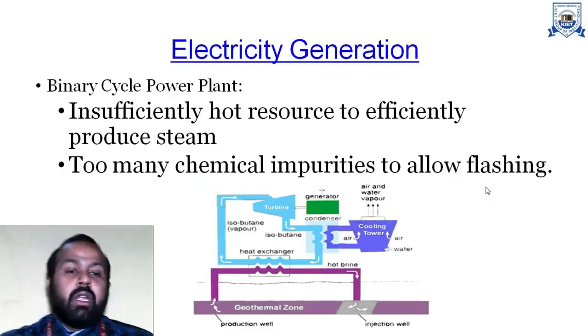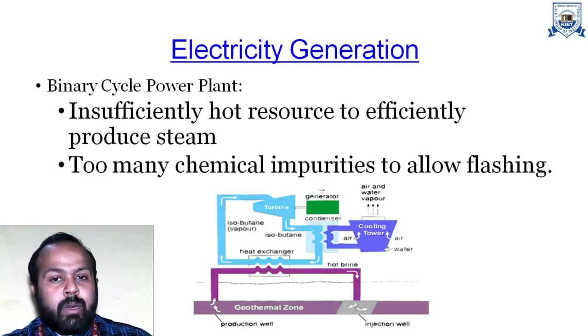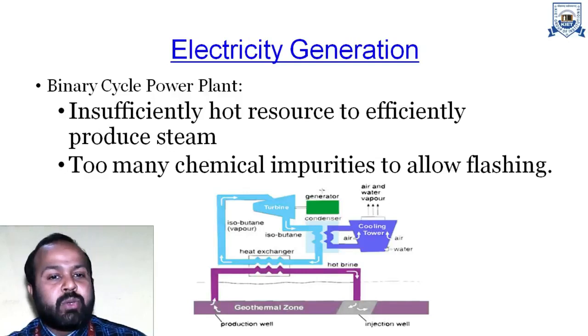Now moving on to the next power plant, the binary cycle power plant. It is used when resources are insufficiently hot to efficiently produce steam, or have too many chemical impurities to allow flashing. In this type of power plant we use a heat exchanger, and we have to focus on the main problem: whenever we use water in the turbine assembly, corrosion is the main problem. So in this plant we use isobutane to run the turbine.